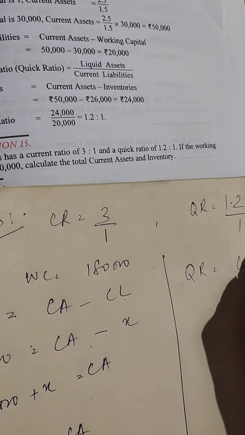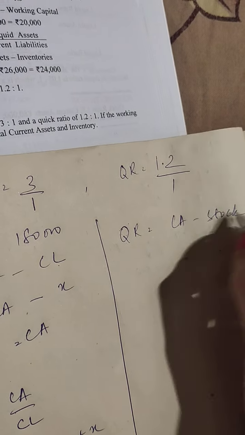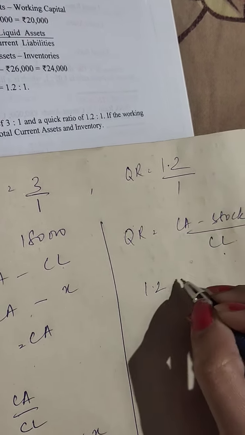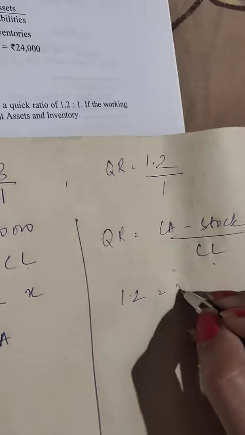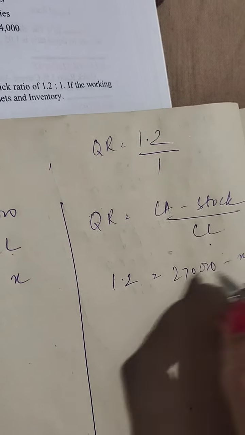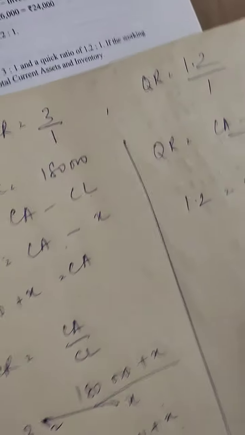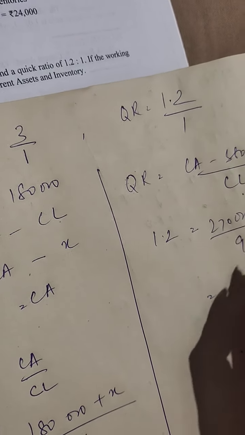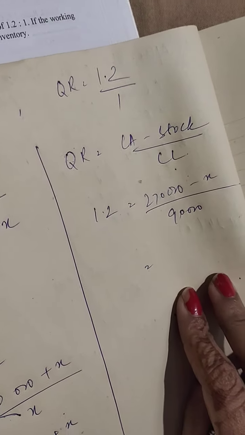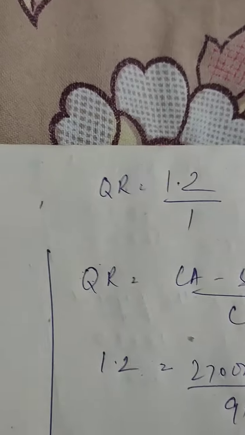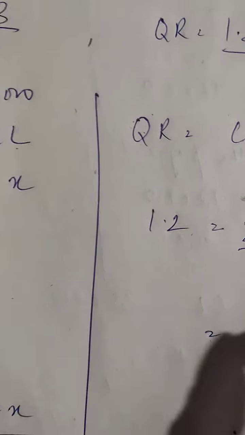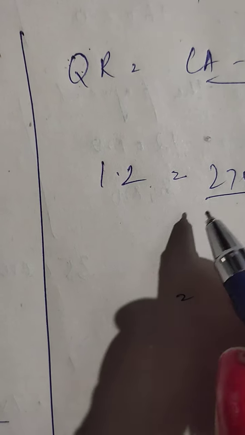Coming to the quick ratio, the formula is CA minus stock upon current liability, which is 1.2. CA you already calculated, 2,70,000. We do not know the amount of stock, so assume it X. Current liability we already know is 90,000. 90,000 into 1.2, it comes out to, I think, 1,08,000. Just calculate it.